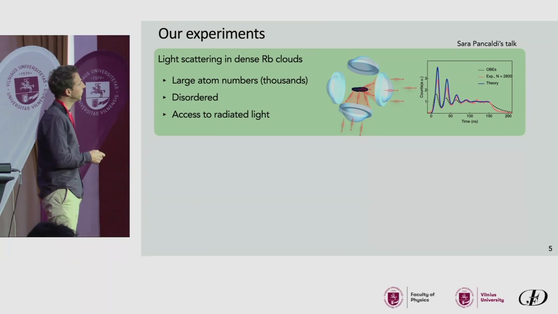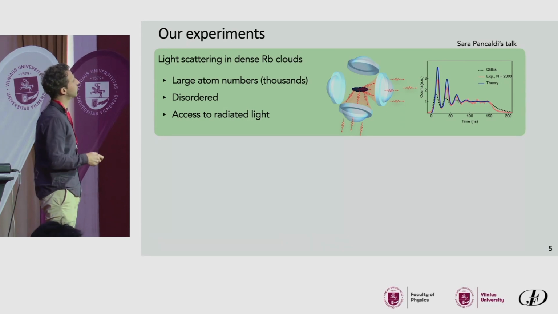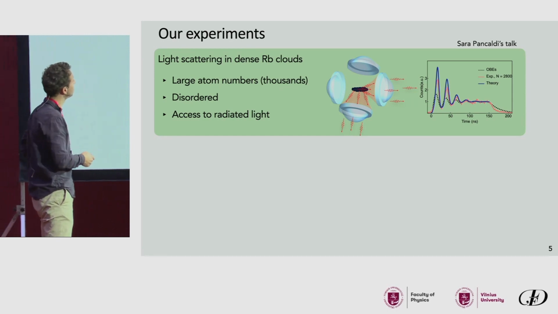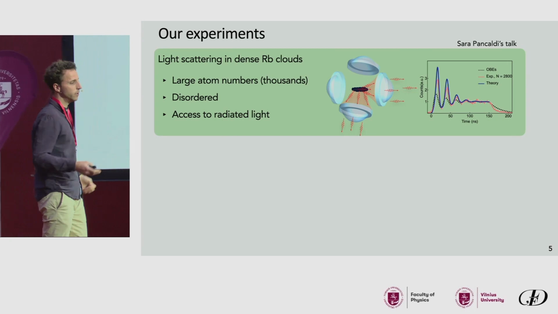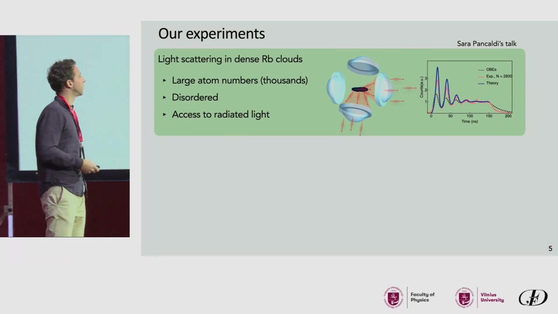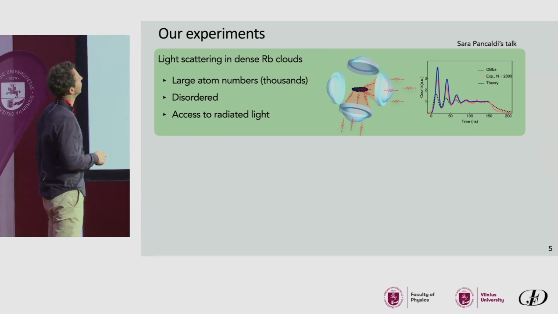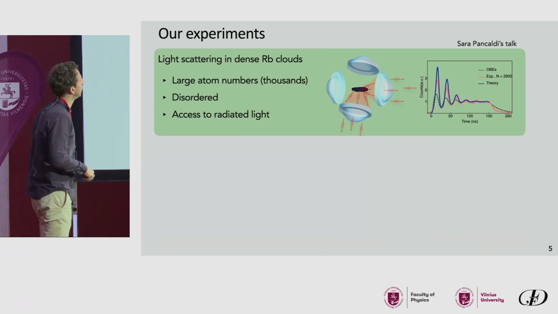You've heard about it in Sarah's talk on Tuesday, where we make dense ensembles of rubidium atoms. Okay, and there we use the fact that we have many atoms, and rubidium, we use a transition that's rather broad, so we can emit and collect many photons. So we look at the radiated light as a function of time, for instance, on this experiment.